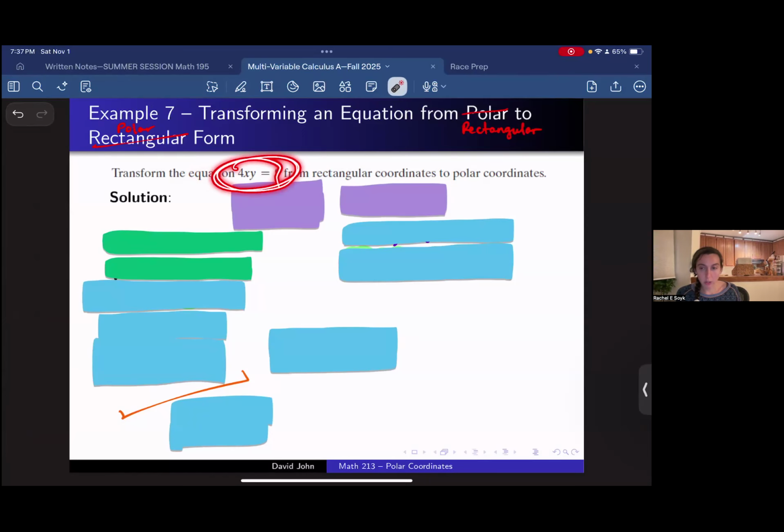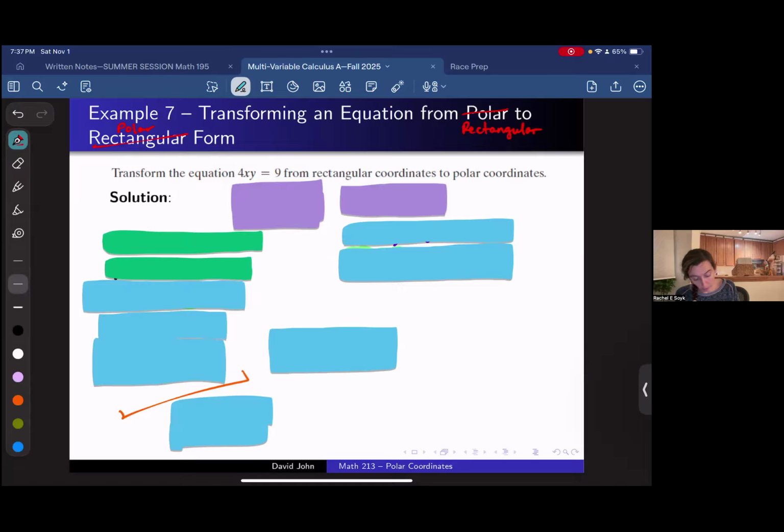And here you can actually very clearly identify the graph off the bat. We have, let's see, let's divide both sides by 4x. And when we do, we get y is equal to 9 divided by 4x, which is a nice reciprocal function, our famous reciprocal function 1 over x. So we're looking at a nice rectangular hyperbola for our graph. Okay. But now let's transform this into polar form.